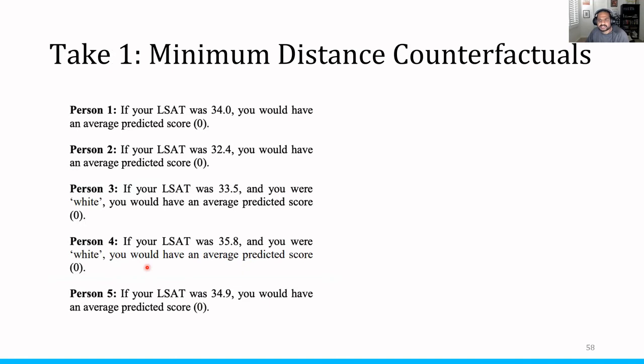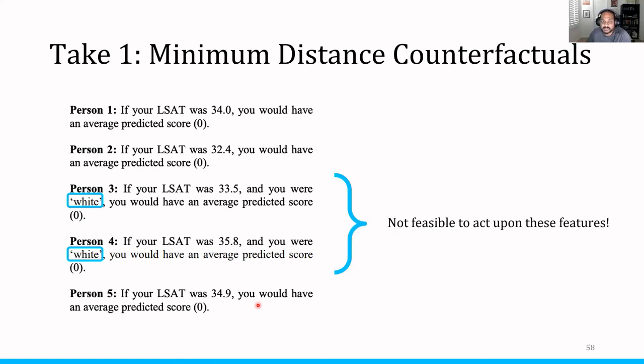And you get recourses that look like this, right? If your LSAT was 34.0, you would have an average predicted score, and things like that. The problem with this minimum distance is that sometimes you get suggestions that are just not possible. So if your LSAT was 33.5 and you were white, you would have an average predicted score. This is not a great recourse because people aren't race fluid and they can't easily change their race, right? So these are just not feasible recourses to be acting on.